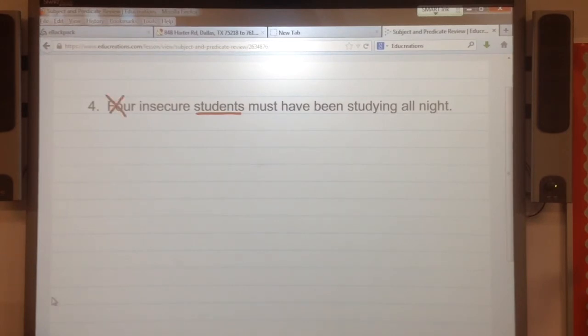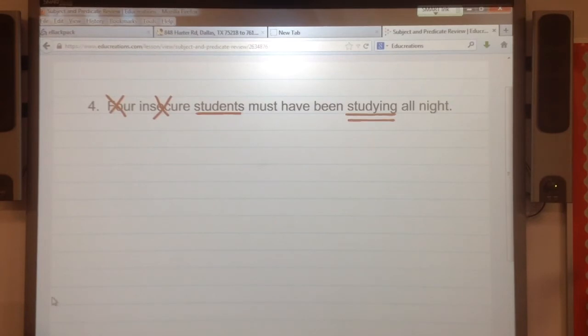For, well, for doesn't do anything. Insecure, I don't even know what that word means, but I know it's not a noun. Students must have been studying all night. Well, is there an action in there? Well, yes, there is. Studying. That's our action. And they have been studying.